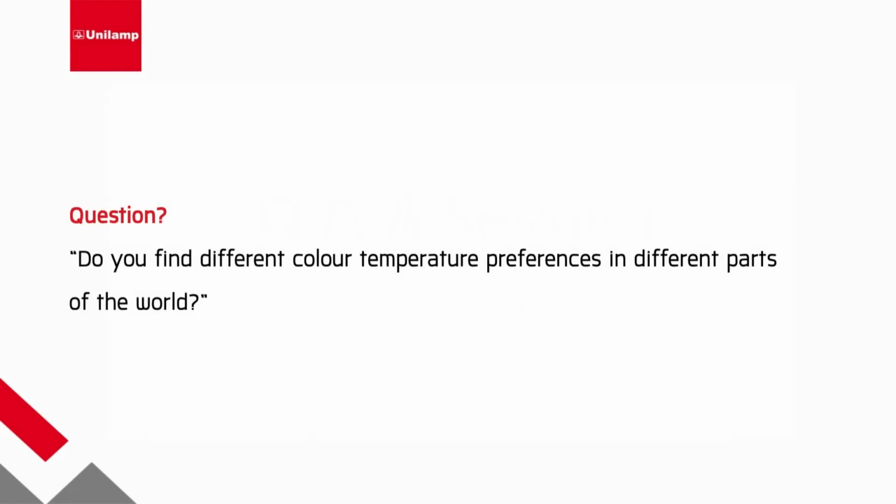So another question: do you find different color temperature preferences in different parts of the world? Mostly for outdoor lighting, I think it's very common that they use 3000 K. It's almost similar across the world, from Asia and from Europe as well. They still prefer 3000 K, or probably warmer than that. In Hong Kong, they like it whiter, so probably more on the 4000 K.